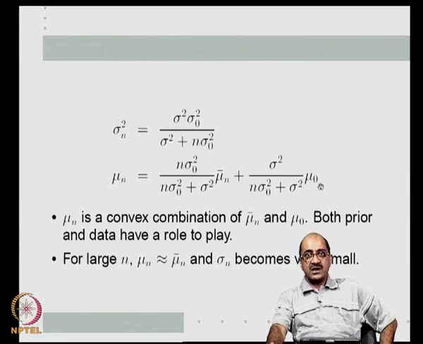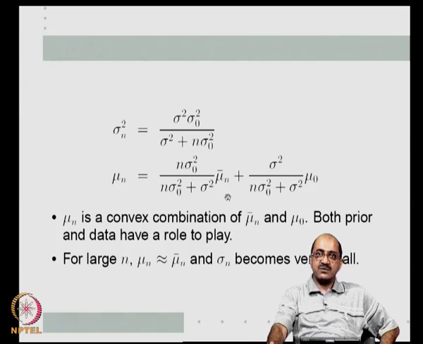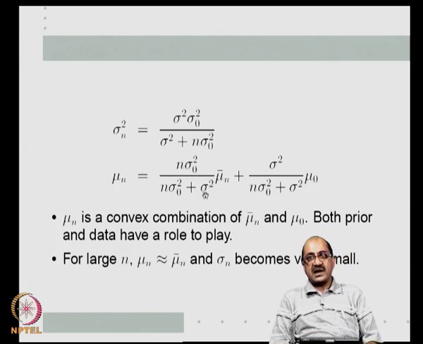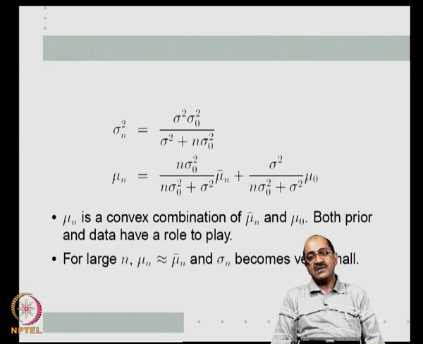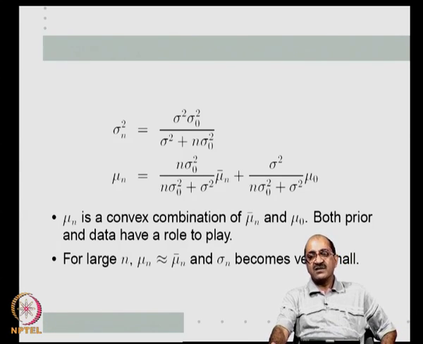Second thing to notice is as n becomes large, right. Once n becomes large, n sigma 0 square, no matter what the value of sigma 0 square is, will certainly dominate sigma square as n keeps growing larger and larger. So, this term becomes 1 and this term becomes 0. So, as n becomes large, the mean of the posterior will simply become the sample mean. So, if I have large data, my estimate is the same as the maximum likelihood estimate, as it should be, because the maximum likelihood estimate is consistent. As n tends to infinity, it will give me the right value.